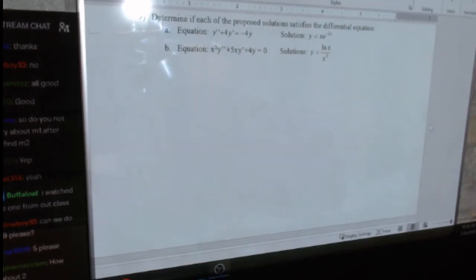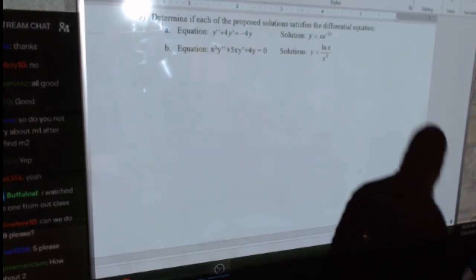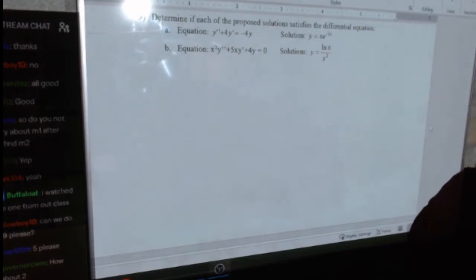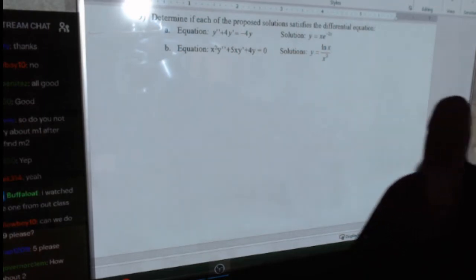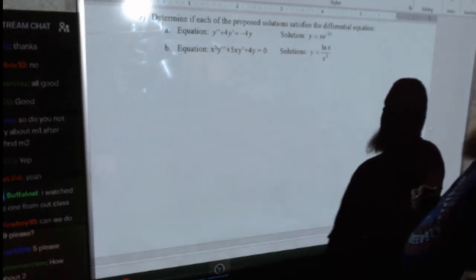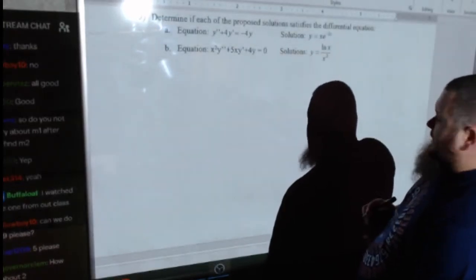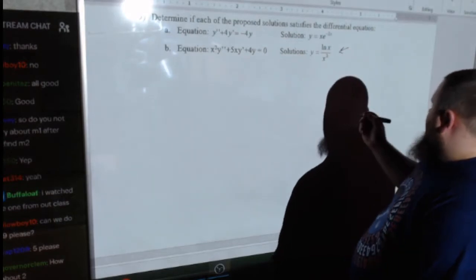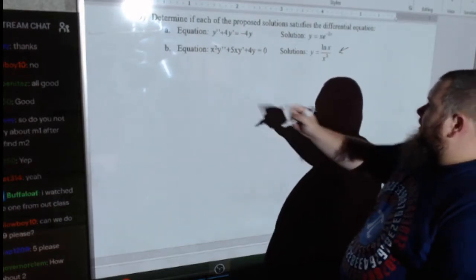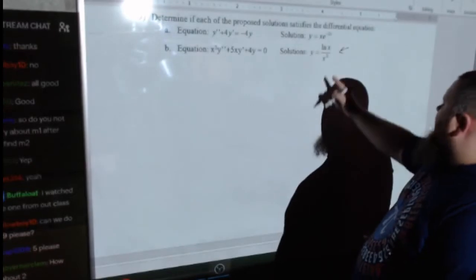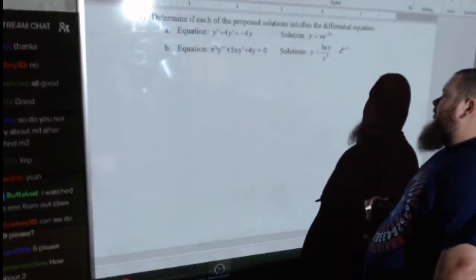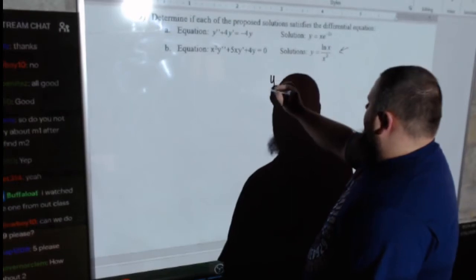So determine if the proposed solution satisfies the differential equation. Let's see. Either way, we're stuck doing at most a double prime. I guess let's go ahead and do B, because I'm sure that's the one you guys will dislike the most. So I see y double prime and I see y prime. That means I got to find both of those. So first let's find y prime.